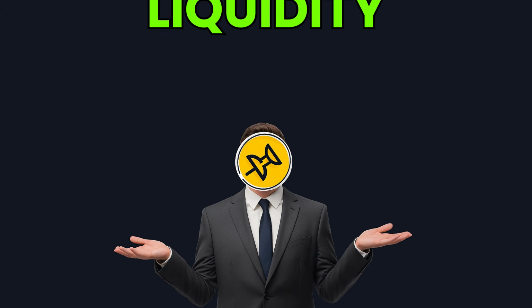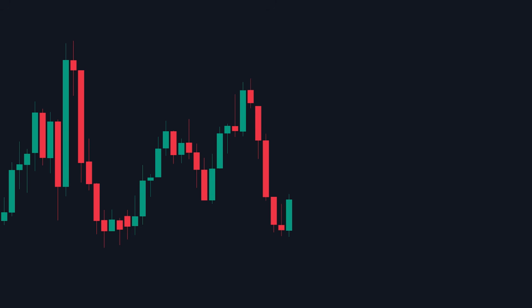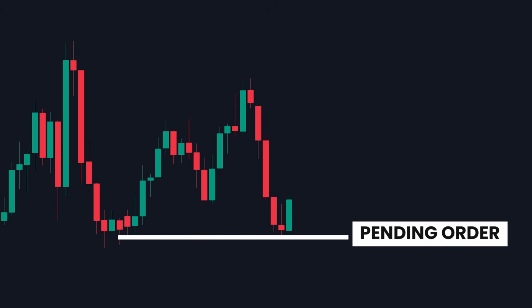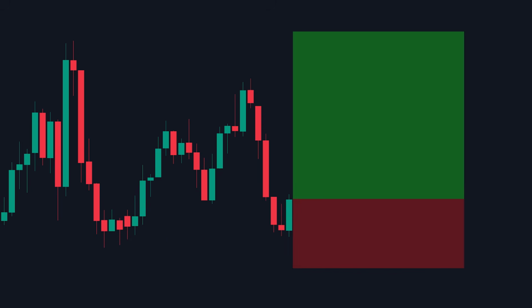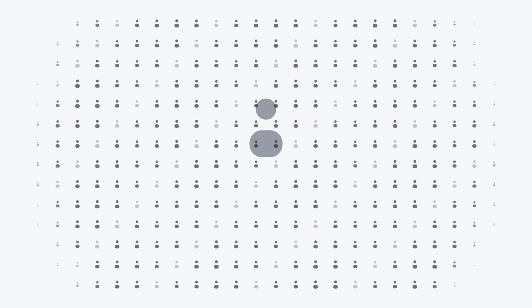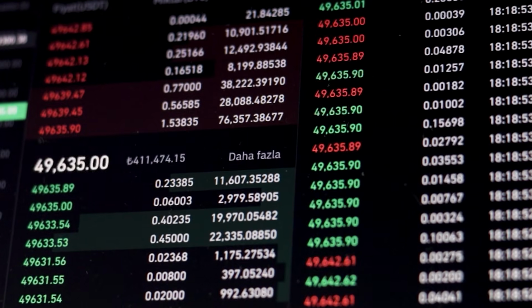So what is liquidity? Every stop loss sitting in the market is a pending order. When you go long and place your stop below a support, that stop is a sell order waiting to be triggered. Now multiply that by thousands of traders all looking at the same obvious levels, and you get pools of orders resting at very predictable places.